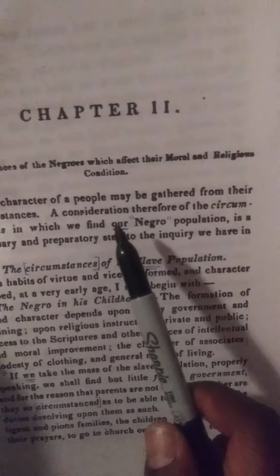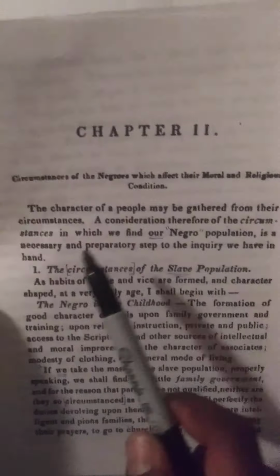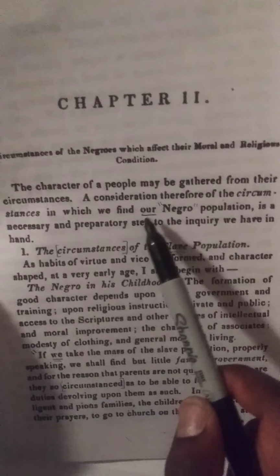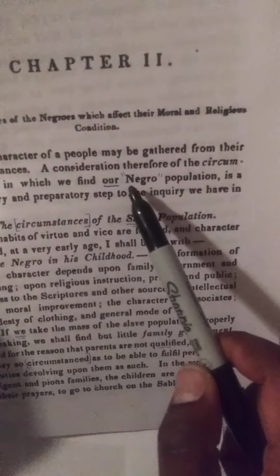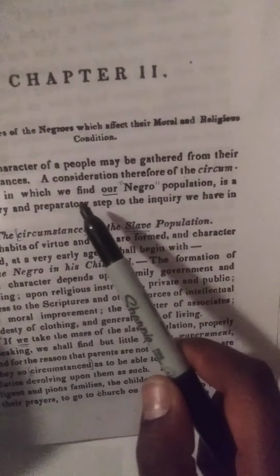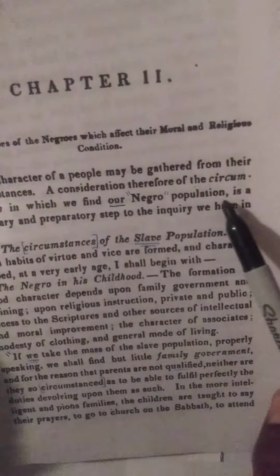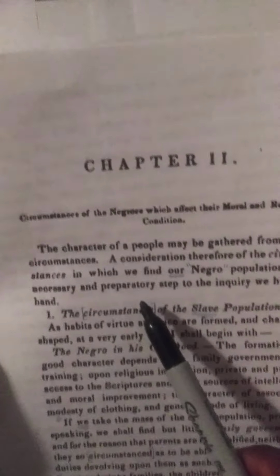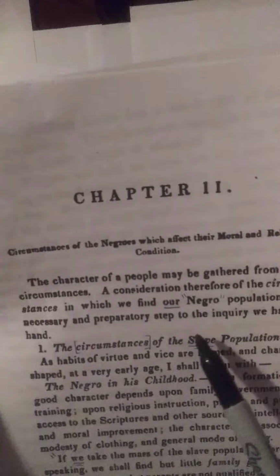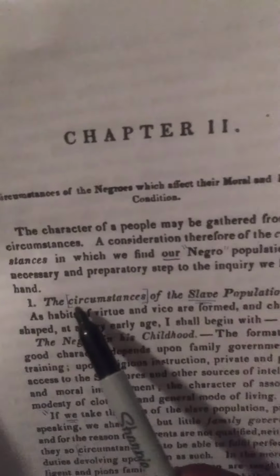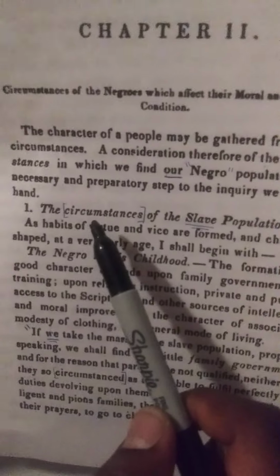It says, "A consideration, therefore, of the circumstance in which we find our Negro." So "our" denotes property. "And the circumstance in which we find our Negro population is a necessary and preparatory step to the inquiry we have at hand." And so when they talk about circumstance, what they're talking about is finance.